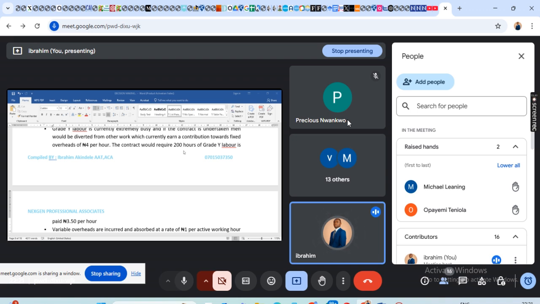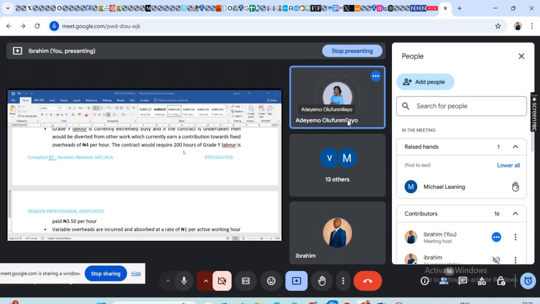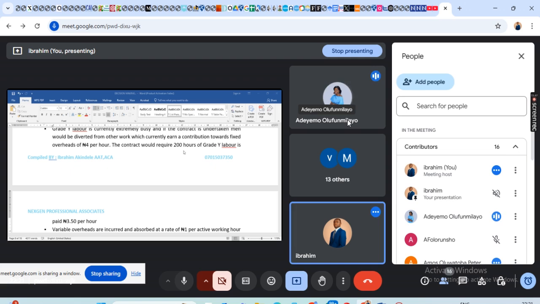Let me just pick one again so that we can move ahead. Good evening. The relevant cost here will be the 4 naira per hour times 200 hours. Okay, that's fine. Well done.